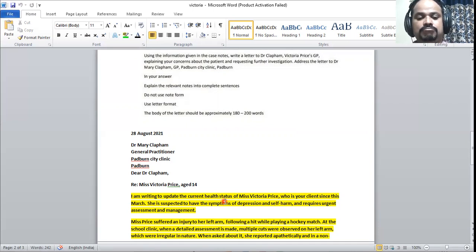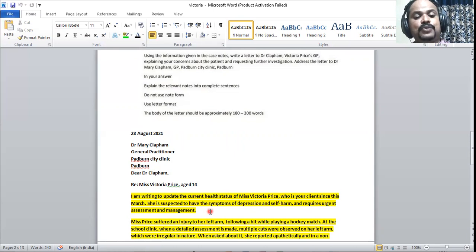Okay, so health includes both physical and psychological. So I don't need to write physical and psychological separate. So health status is enough there. So it's written since this March. So the chronological connection is made, August to March.